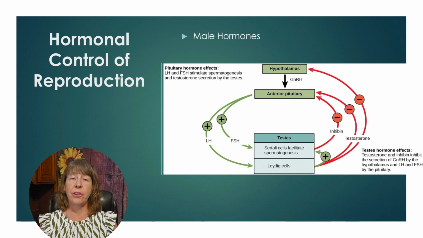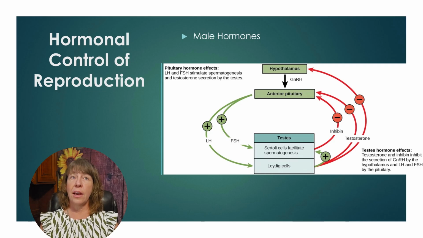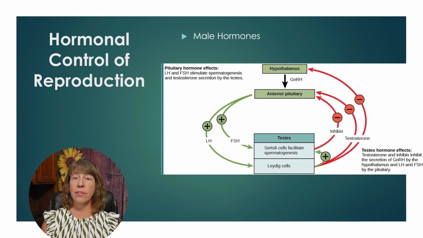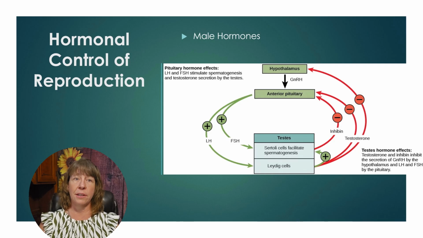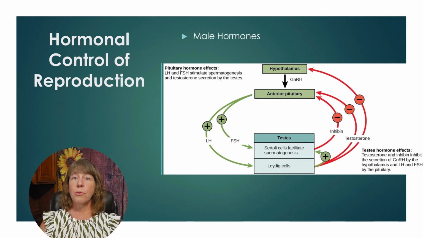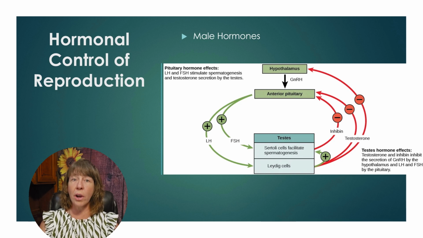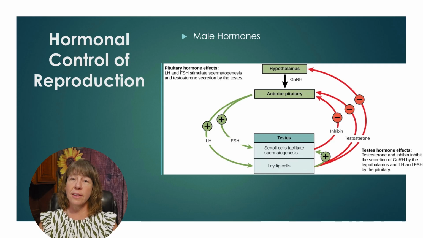So FSH, which is the follicle stimulating hormone, acts on certain cells in the tubules, which produce the sperm. LH, which is luteinizing hormone, stimulates the interstitial cells in the testes that produce and release testosterone into the blood. Testosterone stimulates sperm production and is responsible for the male's secondary sex characteristics. This is the deep voice, the facial hair, axillary hair, pubic hair, increased muscle mass, and the development of a sex drive, also called a libido.